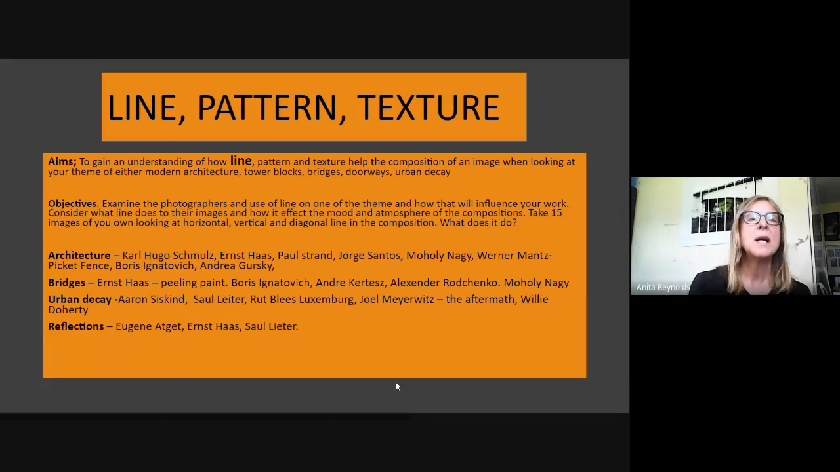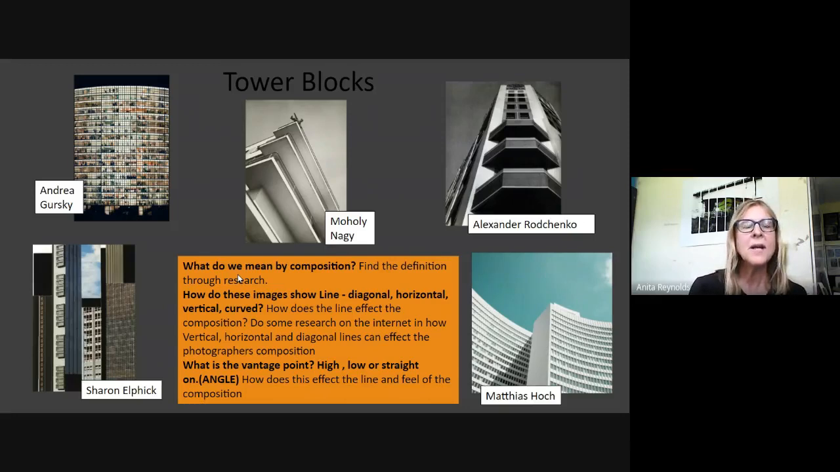So if we make it more clear, if we looked at architecture, for instance, these are the artists that we would advise you, one or a few of them, to look at to help inspire your work. So on here, we have pictures of the images that might help inspire your work for tower blocks.